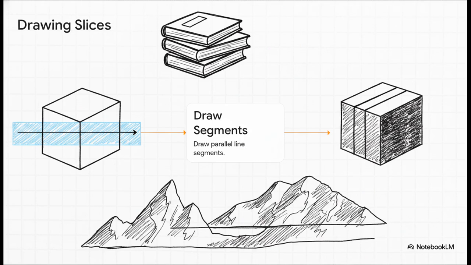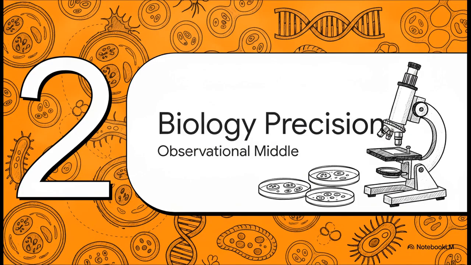Math textbooks lay out a super clear progression for drawing these theoretical cross-sections. You visualize a horizontal plane, draw parallel line segments where the plane hits the lateral faces of the object, and finally shade the cross-section so it really pops out visually. It's clean, it's logical, and it's perfect. But as we scale up into the messy real world, the rules for drawing these sections begin to change completely. Which brings us to part 2, precision in biological drawings, the observational middle.